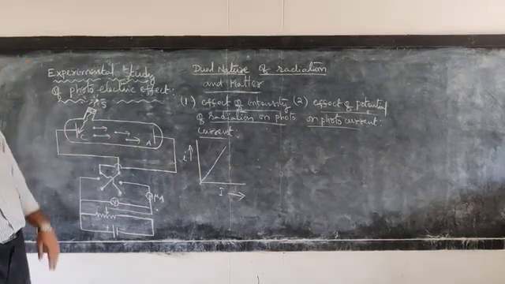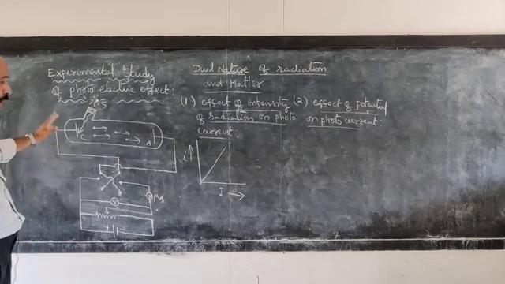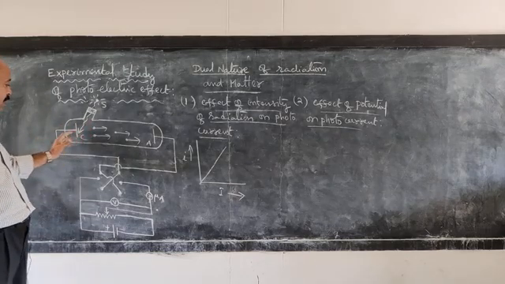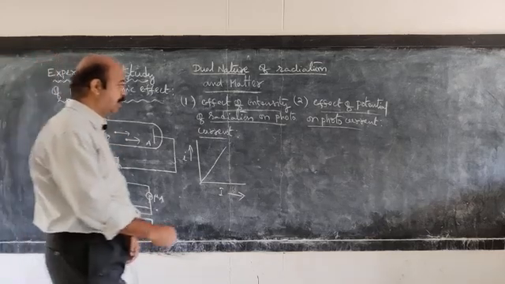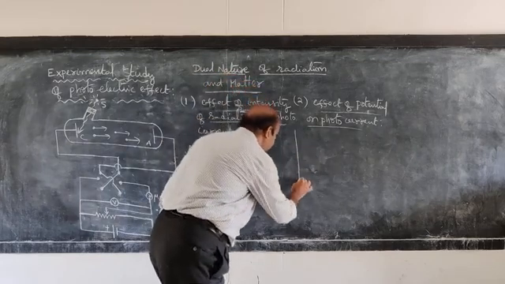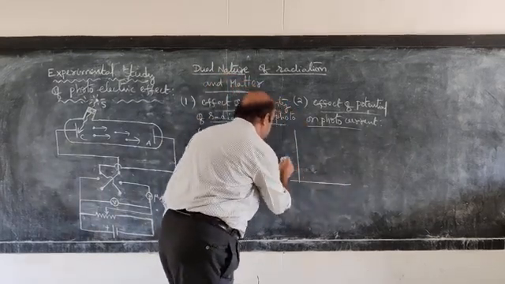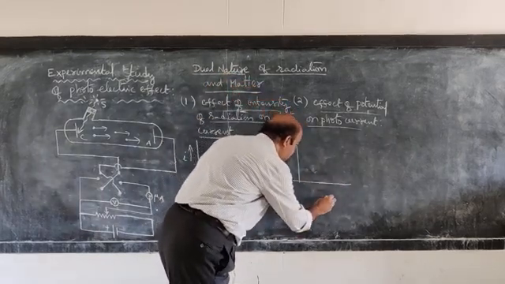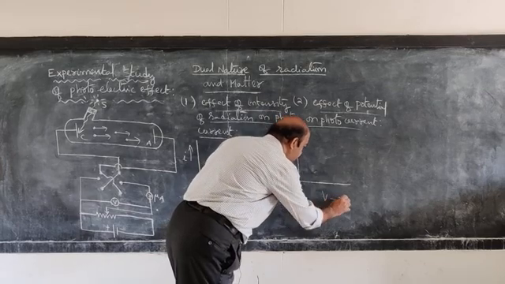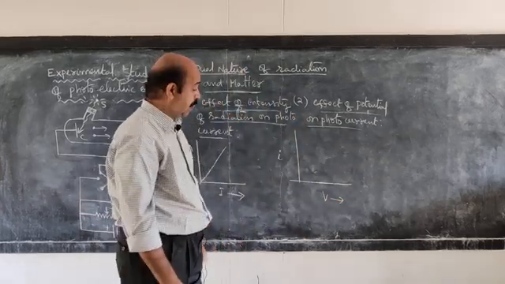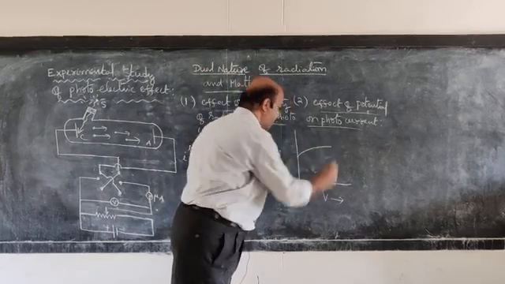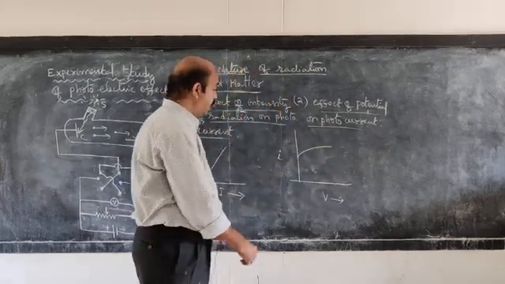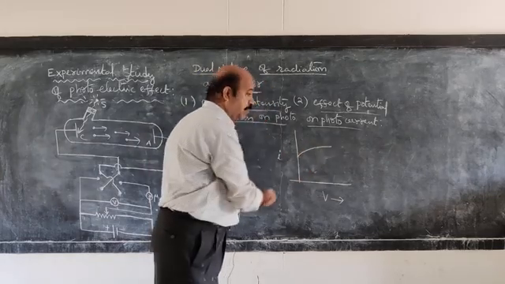So it reaches a saturation value. That means almost all the photoelectrons emitted from the cathode have reached the anode. So a saturation state is reached. The graph drawn between the photocurrent and the potential of the collector is something like this. But this is the saturation value.